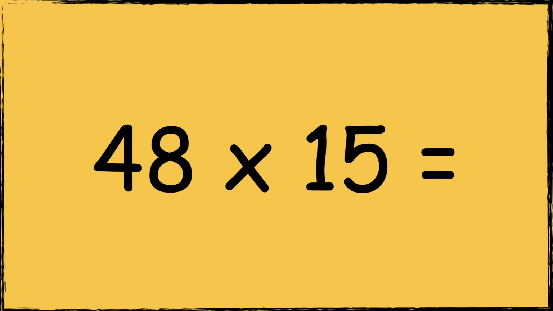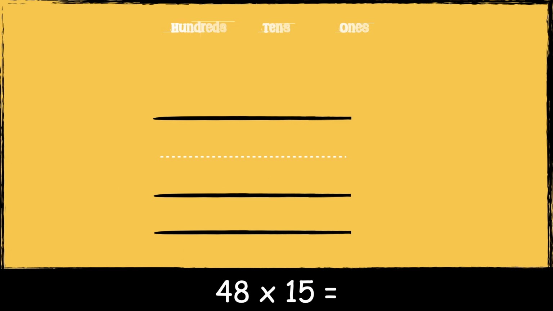Here is the next example. 48 times 15. First, we need to line the numbers up accurately. The number 48 has 8 ones and 4 tens. The number 15 has 5 ones and 1 ten. So now that we're set up, we're ready to multiply.